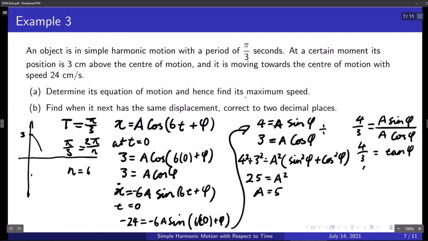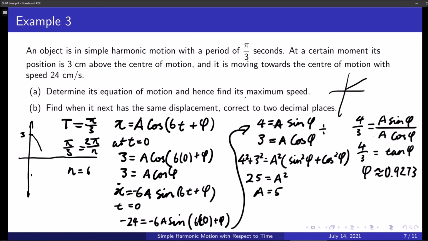And then phi is approximately tan inverse of 4 over 3, which is 0.9273. Okay, what about the others? We don't have to worry about it because, as we can see here, both sine and cosine have to be positive, which means we're only dealing with the first quadrant. So we don't have to worry about the other tangent value anywhere else. Okay, so that's what we have.